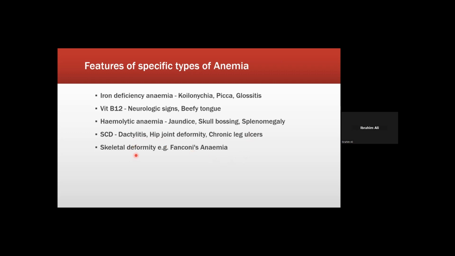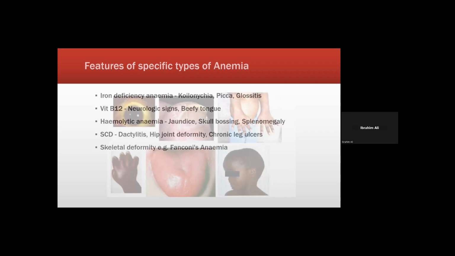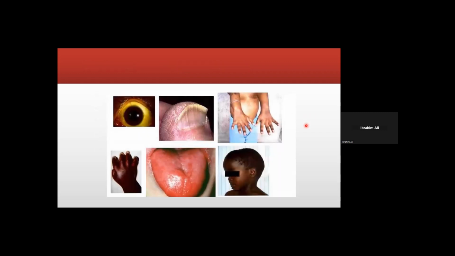In case of Fanconi anemia, you can have skeletal deformities. In the next slide, you will see pictures. By the way, they like to bring this kind of pictures and ask you which kind of anemia this is. Can someone tell me the first picture, the one on the top left? Please look carefully. What can you see on this picture?